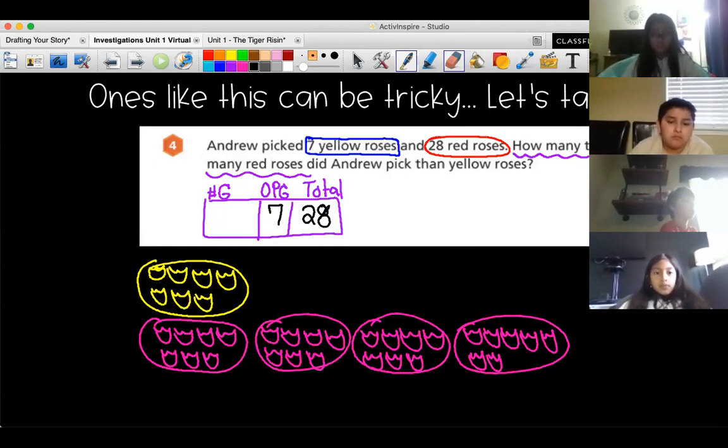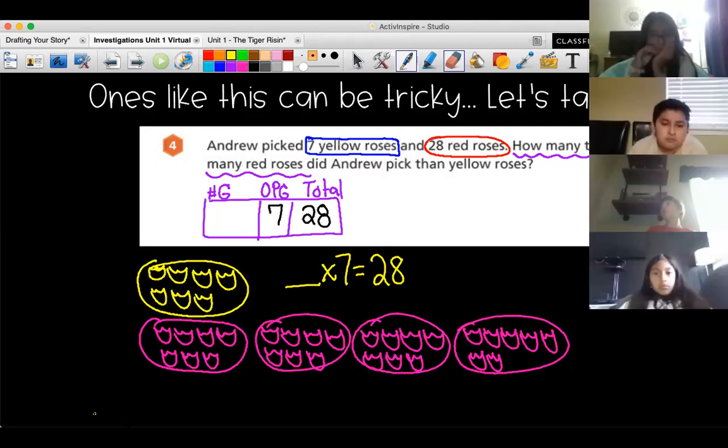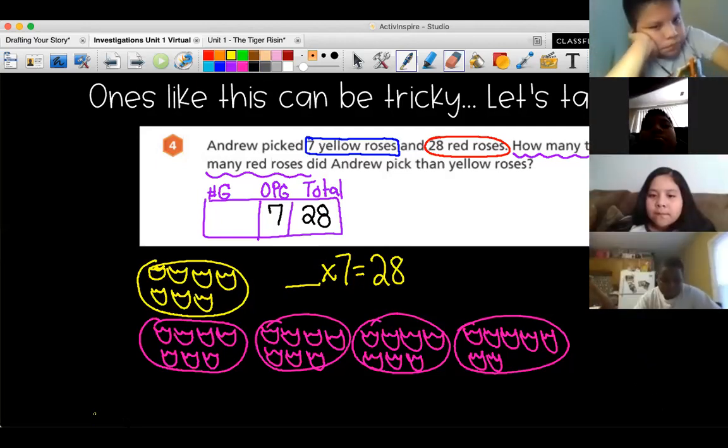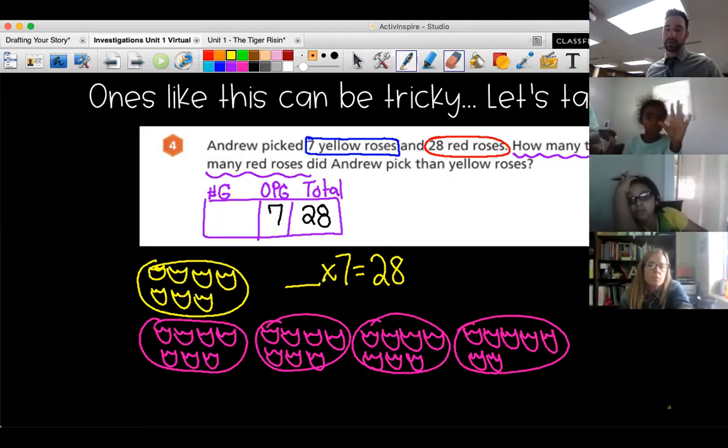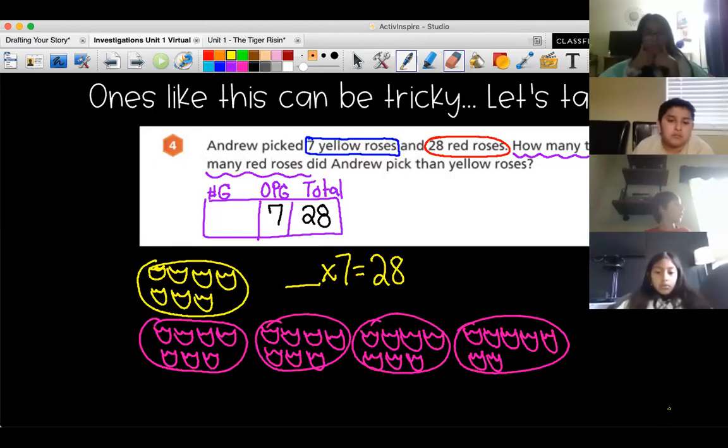And if we have 7 per group and we're trying to figure out the number of groups, that's like saying blank times 7 equals 28. What would be another way of saying blank times 7 equals 28? It's a little tricky. Anybody know? Ania, what's another way we could write an equation instead of blank times 7? 28.